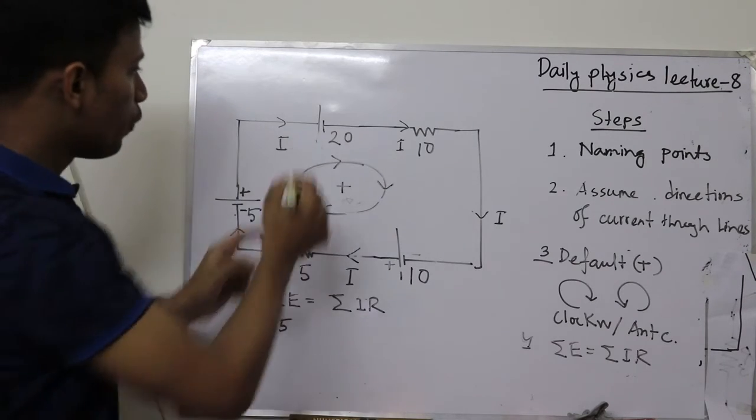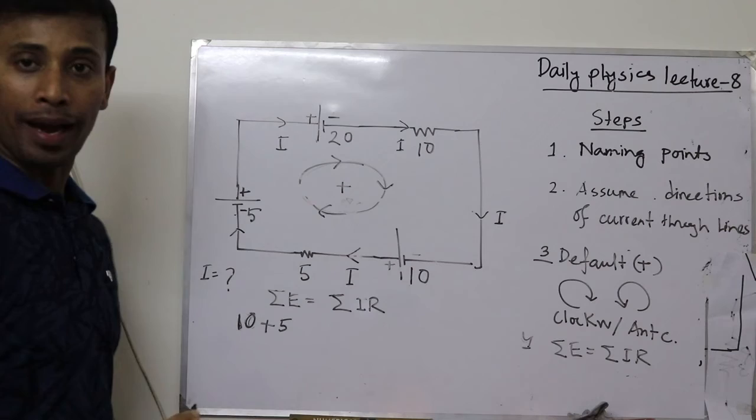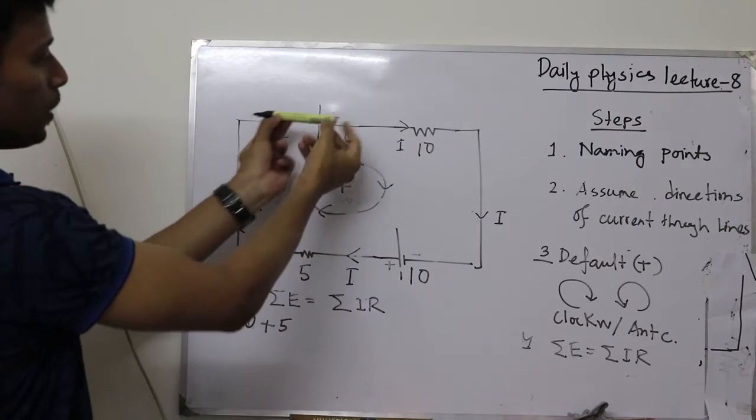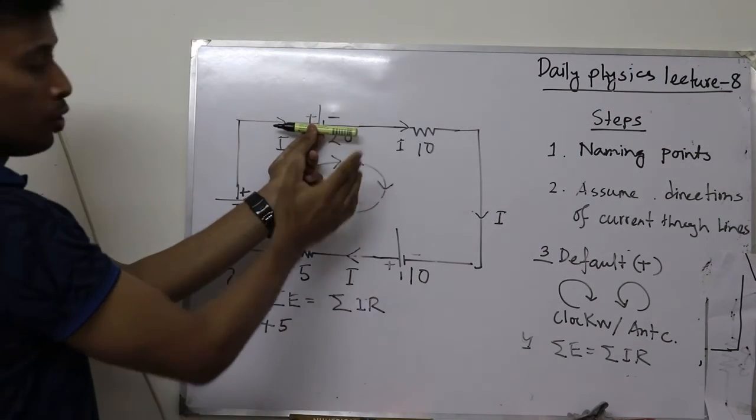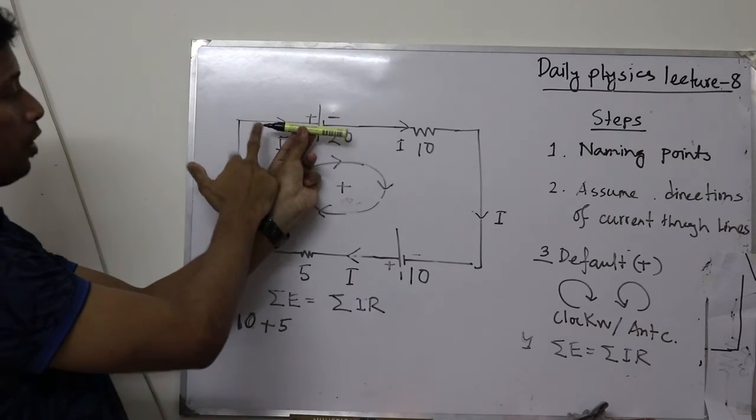And now let's move to this 20. There's a plus and there's a minus. So this should be the direction, right, towards the plus. Here, this is the tail and that's the pointing.